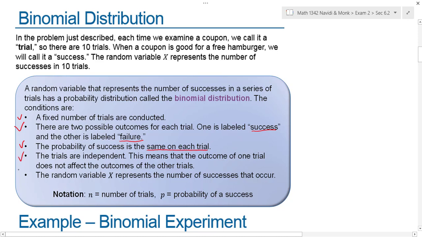Also, the trials have to be independent of each other. This means that the outcome of one trial does not affect the outcomes of the other trials. Just because you got a free burger, does that mean that the person behind you is not going to get a free burger or is going to get a free burger? No, your chances are equal all the time. Those would be independent. The random variable x represents the number of successes that occur in your binomial distribution. So for the notation, n is the number of trials and a lowercase p is the probability of success.